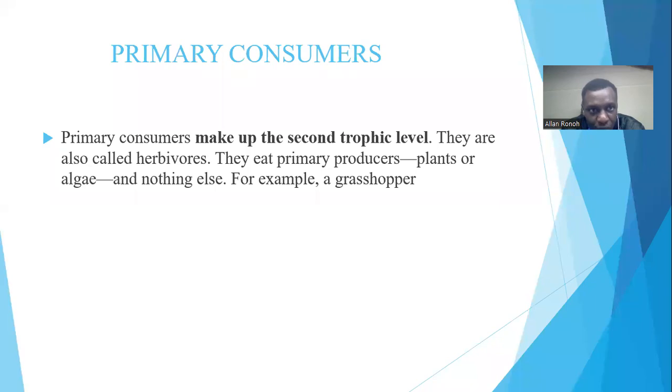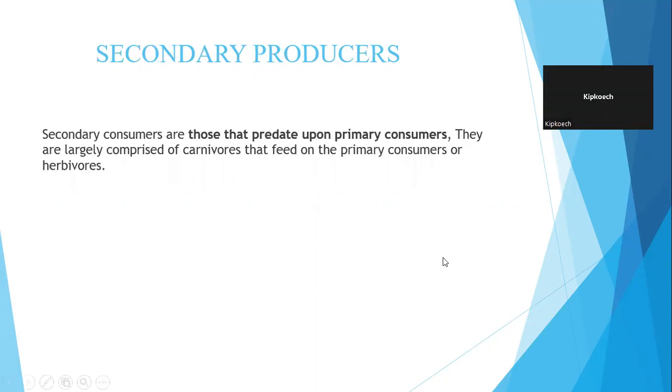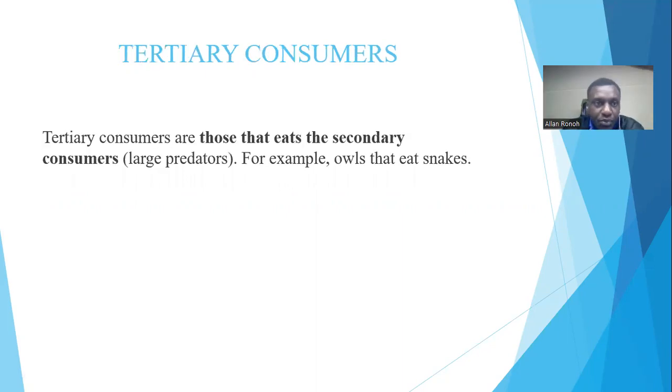They mainly feed on the producers. Therefore, they feed on plants or algae and nothing else. For example, grasshopper. Even the goats, the sheep, the herbivores actually in general, they are in this group. So we will discuss the next group. That is tertiary consumers. Tertiary consumers, this group occupies the third trophic level.